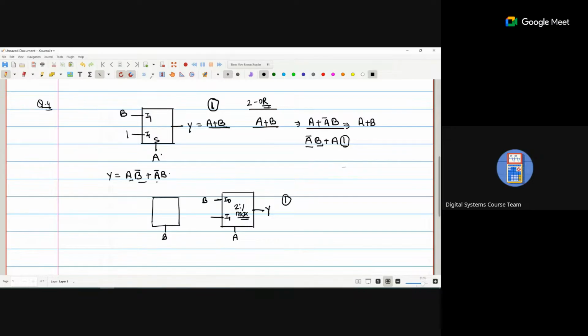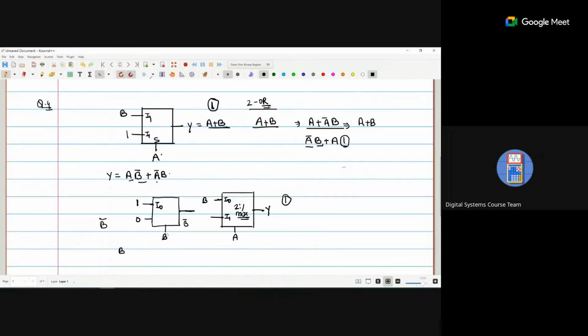Select B as the input line. When B is 0, I0 is selected. So B is 0, that means B bar. And when B is 1, 0, because we only require a B bar. So if I connect it as a 1, as a 0, what is the output we are getting here?